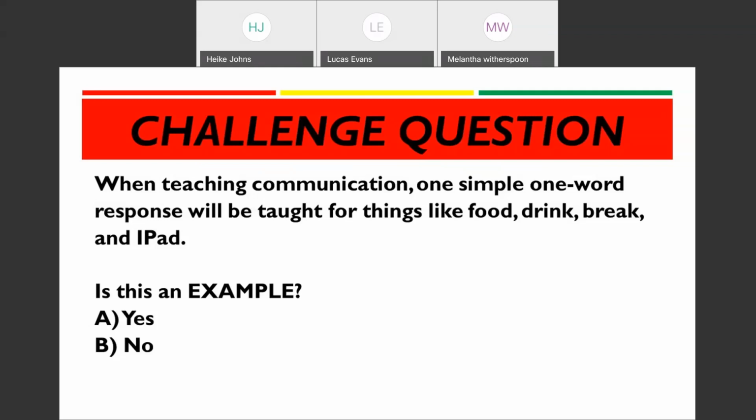All right. Looks like time is up. It looked like the results indicate that the majority of the people said this is a non-example, and we have a few people who highlighted that it is. And so it is a non-example. One of the things that stood out about this challenge question is one simple word will be taught for things like food or drink.